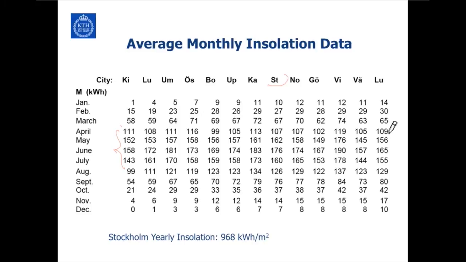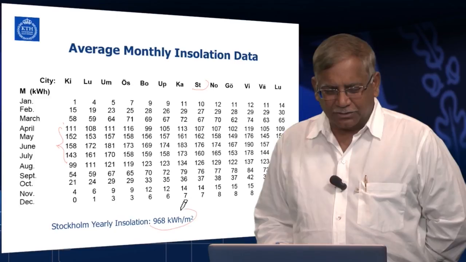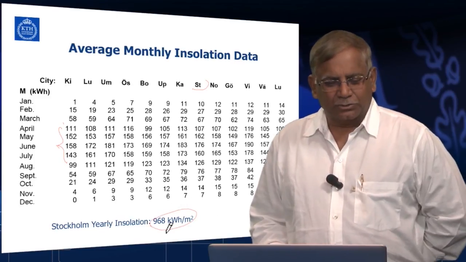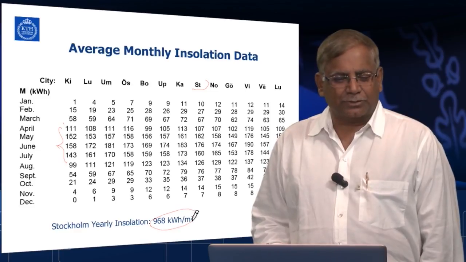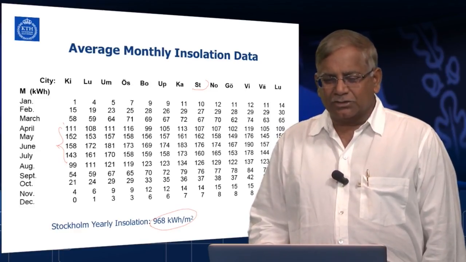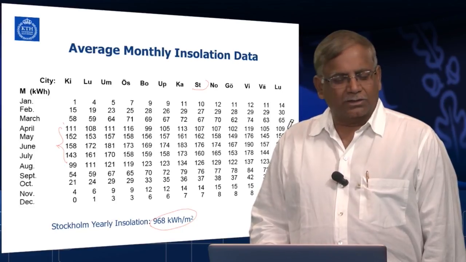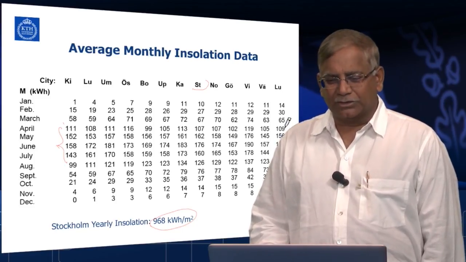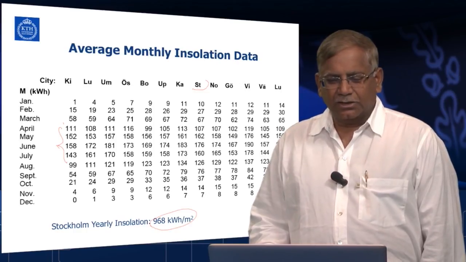These are pretty much the pleasant months in Stockholm, and you can see the sun is out, and the insolation is quite high. But if you look at the total insolation over the year, it is a little bit less than 1000 kilowatt hours per meter square. So you can still use solar panels in Stockholm, but mostly they are useful in the summer months.